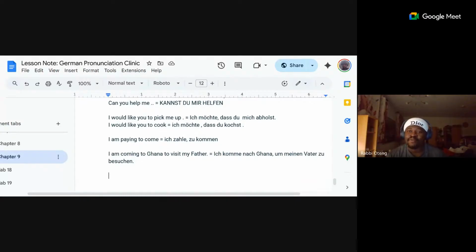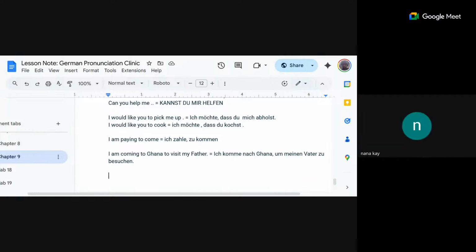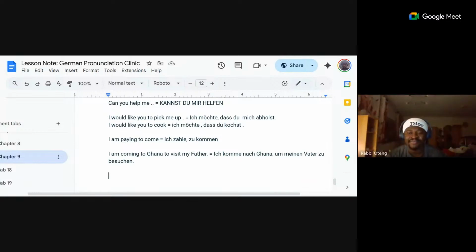The rule is that when there are two verbs and the first verb is not a modal verb, then the second verb goes to the end, and we use "to" with the infinitive form. It's basically a rule.